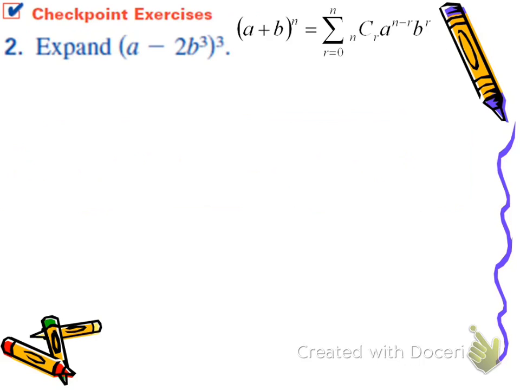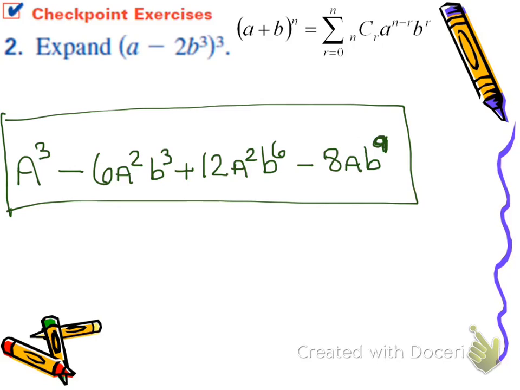Pause the video, write out Pascal's triangle, give it a try. Okay, you should have gotten a cubed minus 6a squared b cubed plus 12a squared b to the 6th minus 8a b to the 9th.